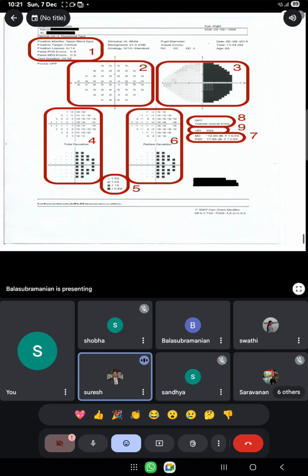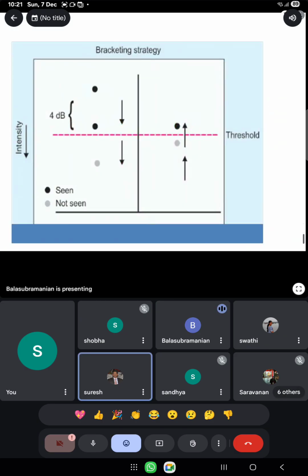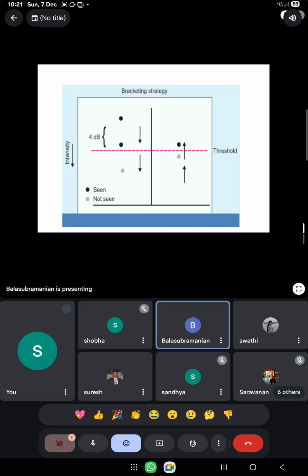Vimala, no one is ready. Sandhya, I think Shwati is first. This one shows the bracketing strategy. The purpose, ma'am? We start from where the person is not seeing. From that, we reduce the decibels by 4 decibels until the person sees. Then once the person sees, we increase by 2 decibels. It will cross the threshold twice.